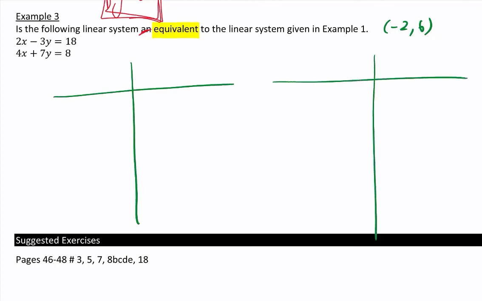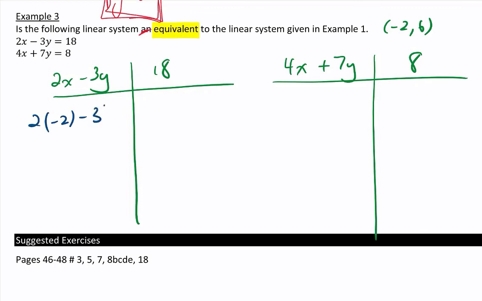So we set up our t-charts. 2x minus 3y equals 18. 4x plus 7y equals 8. And then we just check our work. So 2 times -2 minus 3 times 6. That's -4 minus 18. That is -22. That is not even close to 18.